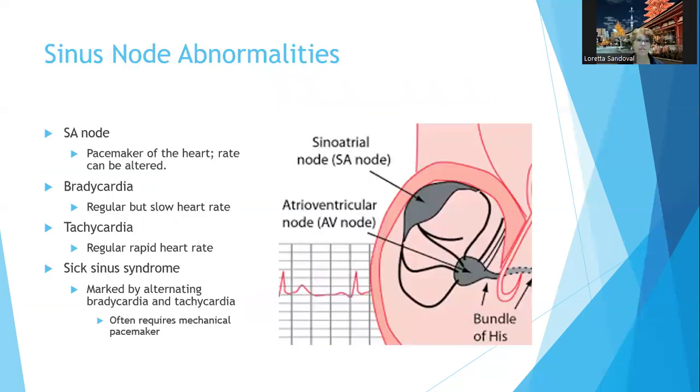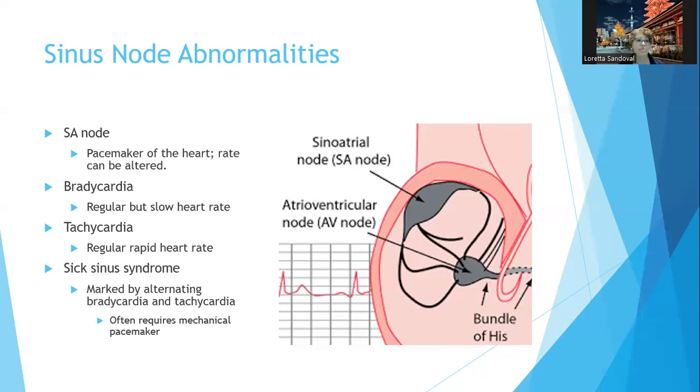So sinus node abnormalities: the SA node, the sinoatrial node, is the pacemaker of the heart, and its rate can be altered by mostly sympathetic nervous system input. Bradycardia is a regular but slow heart rate. Tachycardia is a regular but rapid heart rate. Usually bradycardia is anything below 60 beats per minute. Tachycardia is usually above 100 beats per minute.